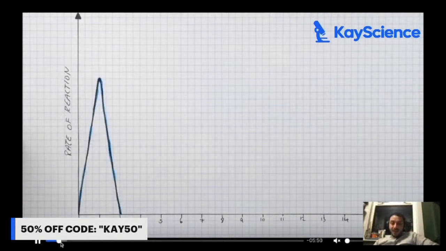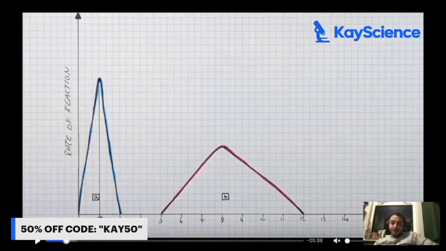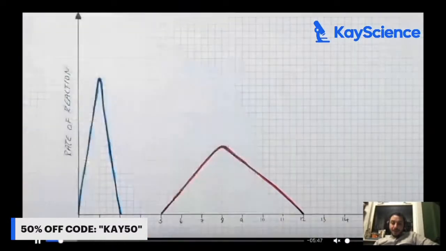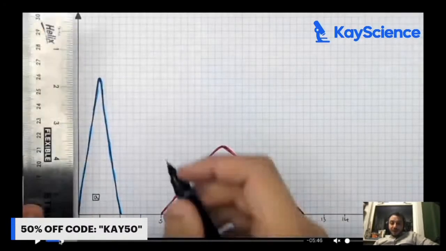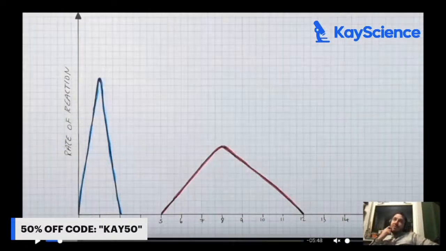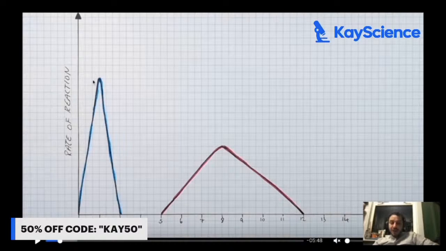So you've got enzyme A here, and then you've got enzyme B there. You need to be able to identify the optimum pHs. So the optimum temperature was the temperature where the rate of reaction was at its highest. And in this case, the optimum pH is where the rate of reaction is at its highest. So this is going to be pH 2, and this one will be pH 8.